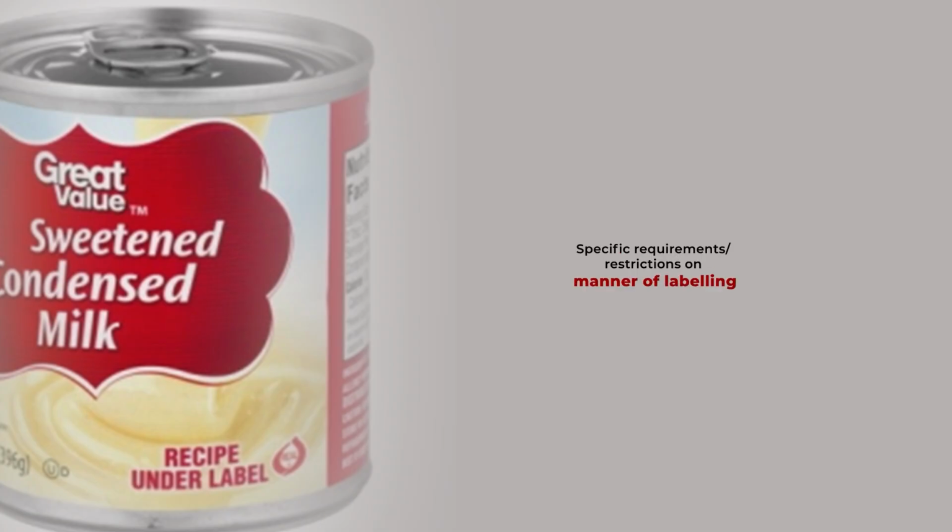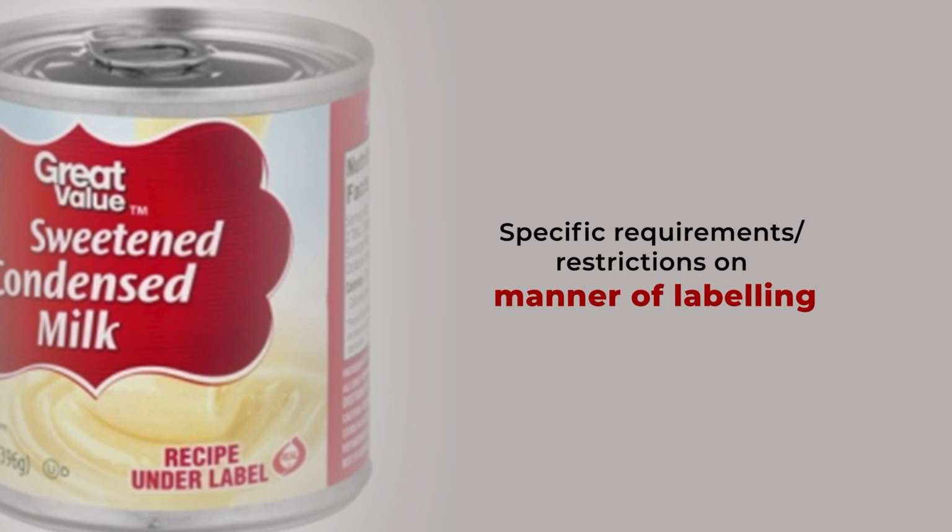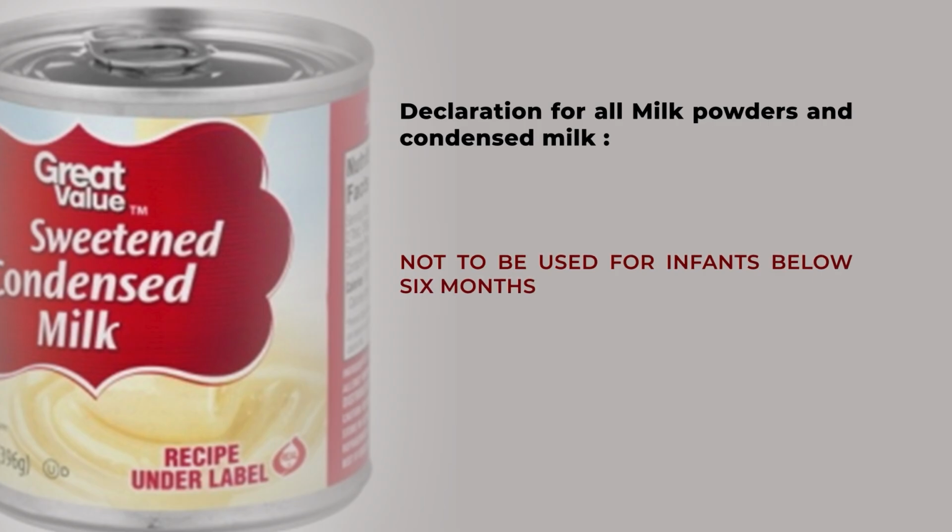Now, you can see some of the requirements which are for specific groups of food products. For example, the food label for milk powders or condensed milk should have a declaration that it is not to be used for infants below 6 months. So, this has to be mentioned in capital letters on the food label.